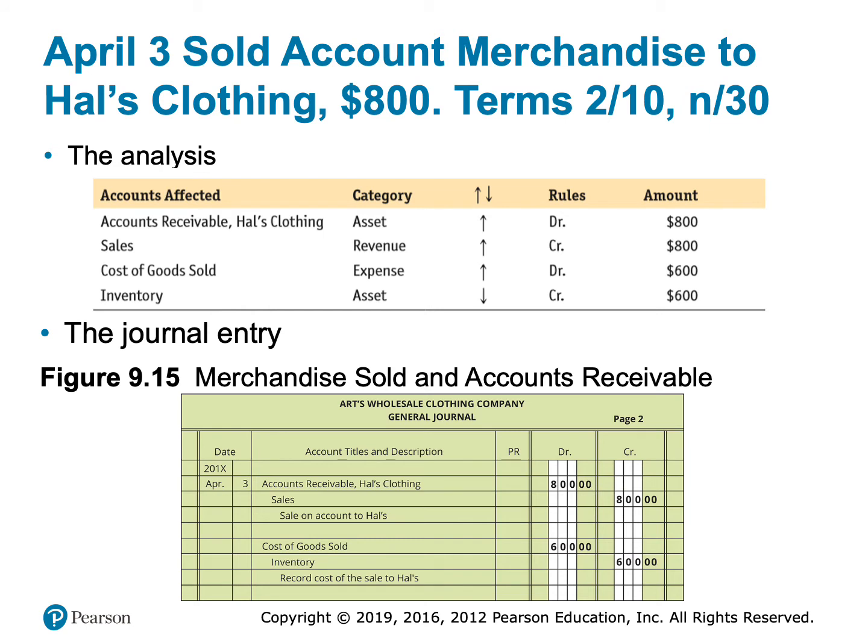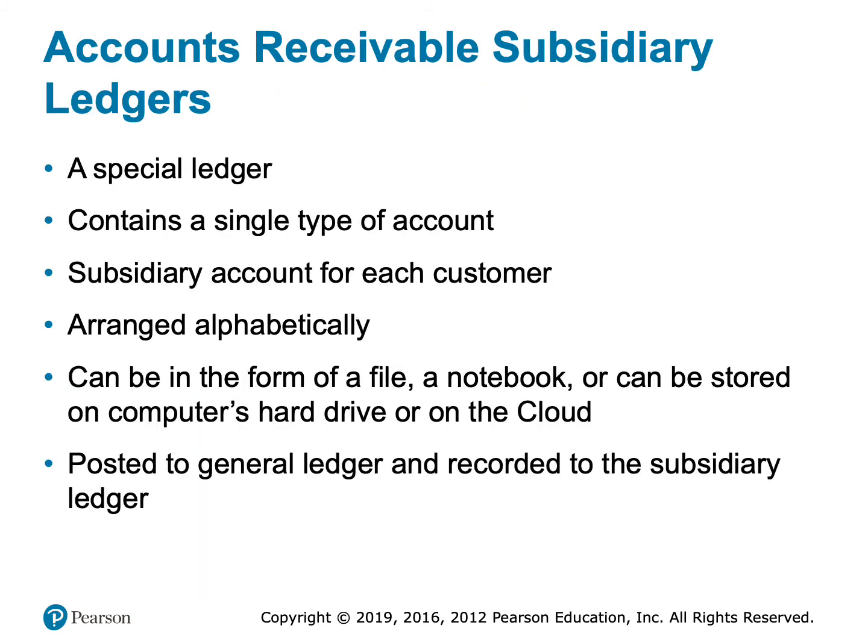So when I sold this to Hal, I debited accounts receivable and I credited sales revenue. But notice I put accounts receivable, comma, Hal's clothing, or sometimes you may see a slash or a dash. But I've delineated that this is accounts receivable for Hal versus accounts receivable for Roe or Bevan or any of my other companies that I routinely do business with. So that we have what we call an accounts receivable subsidiary ledger or subledger.